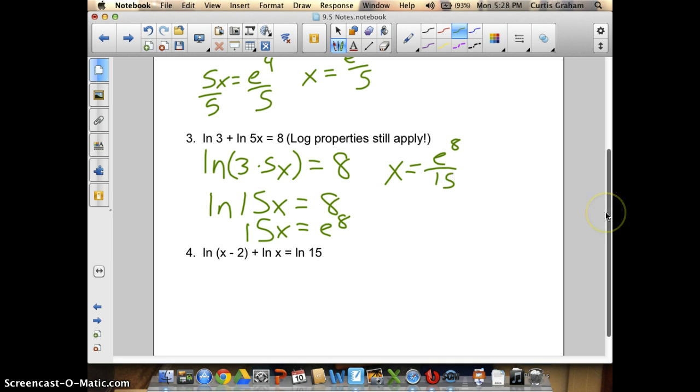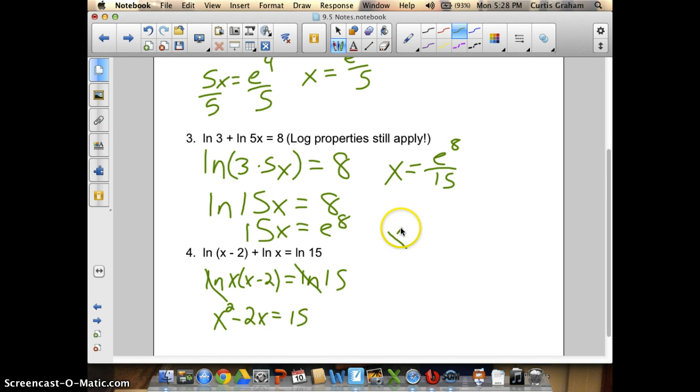All right. Last little example here, and then I want you guys to go ahead and practice some worksheets. I'm going to use the property of logarithms that when I'm adding, I multiply them. So x times x minus 2 is equal to the natural log of 15. I have the same log on both sides, so I can cancel them out. x squared minus 2x equals 15. x squared minus 2x minus 15 equals 0 because I have a quadratic and I want to solve.